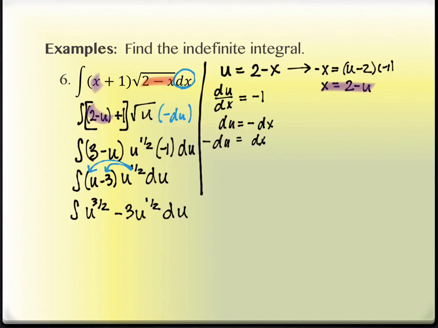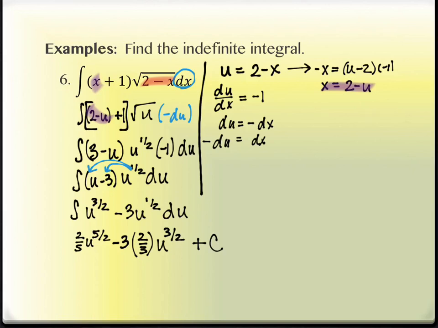So, what's the antiderivative of u to the 3/2? 2/5 u to the 5/2. Right? So u to the 5/2 divided by 5/2. Dividing by 5/2 is multiplying by 2/5. And then I have minus the 3, and what's the antiderivative of u to the 1/2? Same idea, right? 2/3 u to the 3/2, or u to the 3/2 over 3/2. Plus my c, just like before.